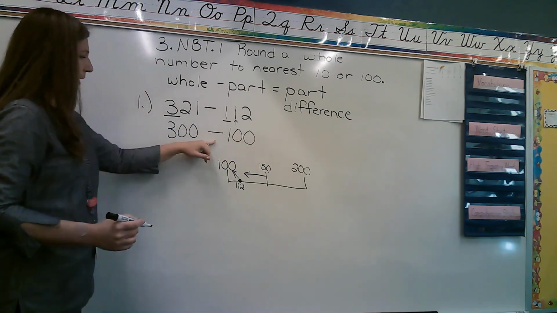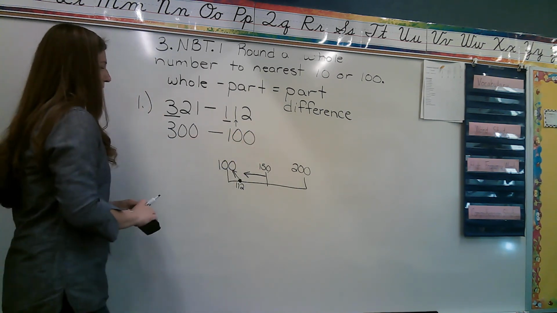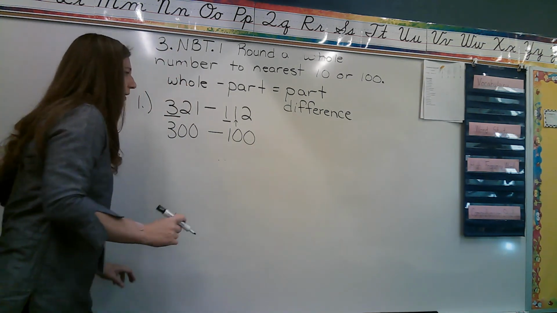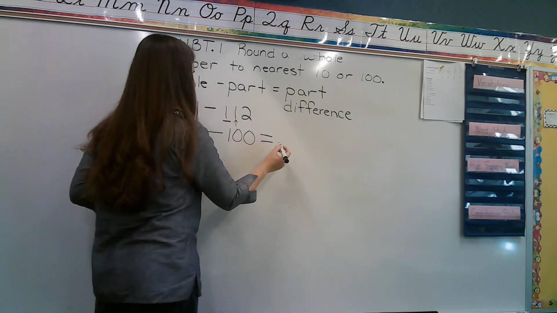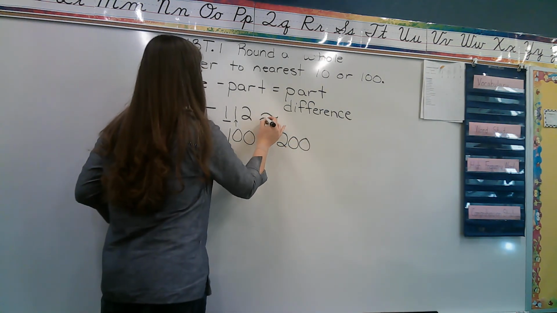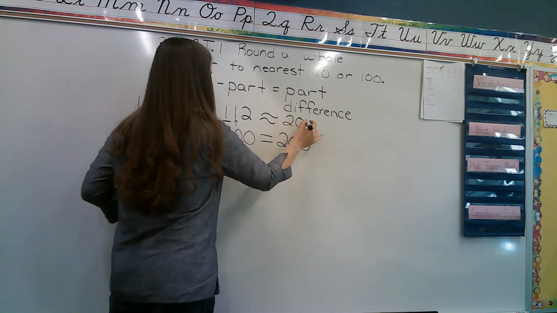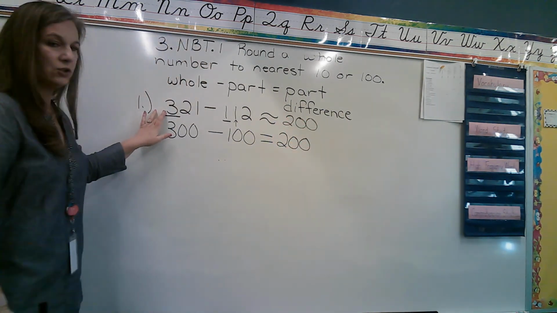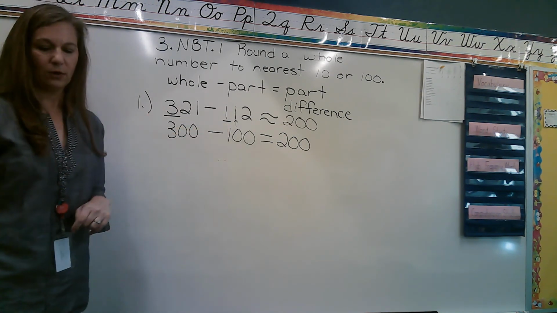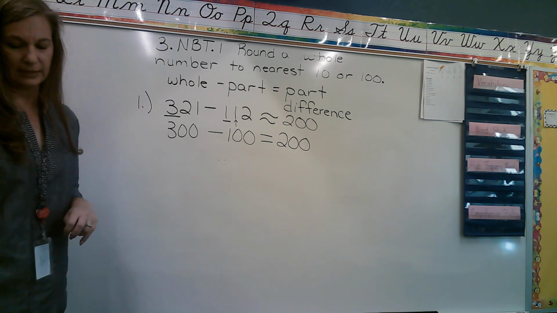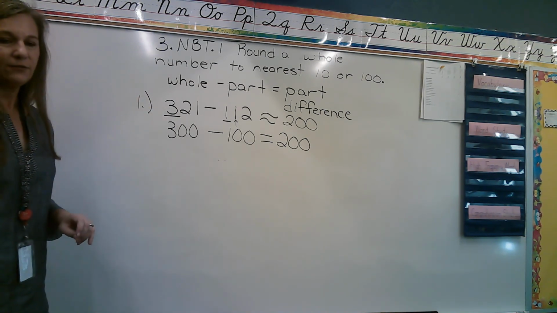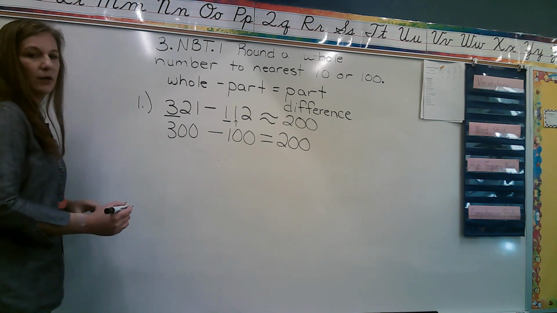So now let's go ahead and subtract our difference here. Our numbers are 300 minus 100, and that gives us a difference of 200. So this is going to be about 200 when we actually go to subtract the final exact amount for our subtraction sentence. Okay, so we're not going to worry about finding the exact difference today. We're just going to focus in on rounding.